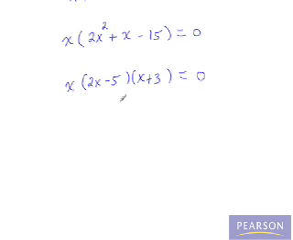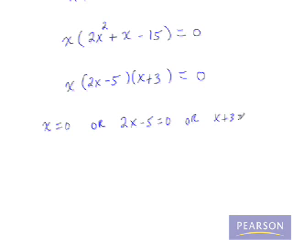So now I have these three quantities that I'm multiplying together, and it's giving me 0. So either the first factor equals 0, or x equals 0, or 2x minus 5 equals 0, or our last factor of x plus 3 equals 0. And we'll solve each of these equations.